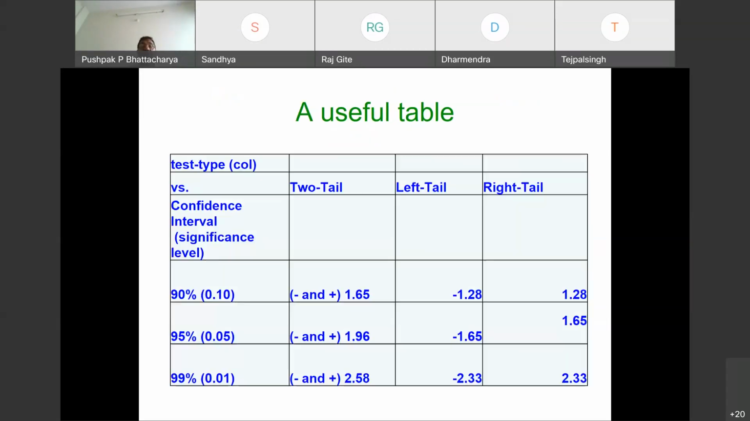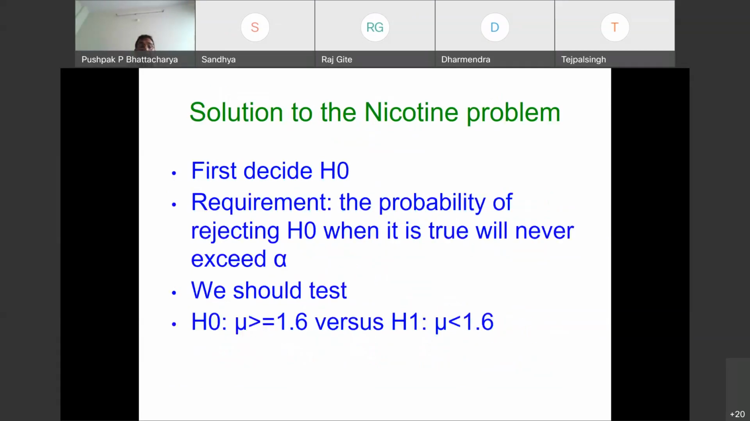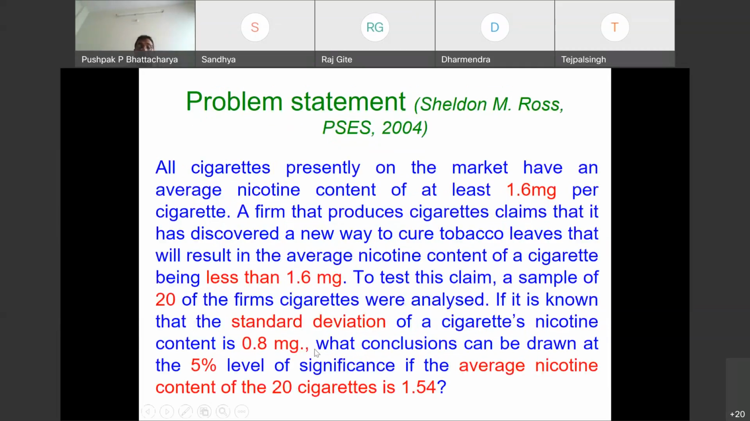So the result of all that will be that we will not believe the company that it has been able to reduce the nicotine content. Maybe it has been able to reduce, but not that much. 1.54 is the average nicotine content from the sample of cigarettes. 1.54 is less than 1.6, but the standard deviation of 0.8 is creating a problem.